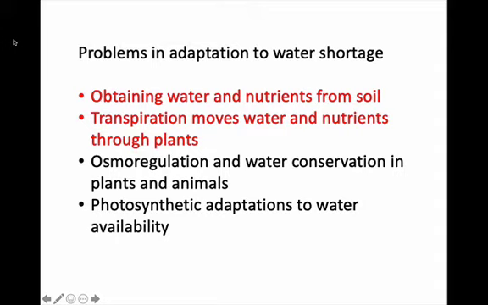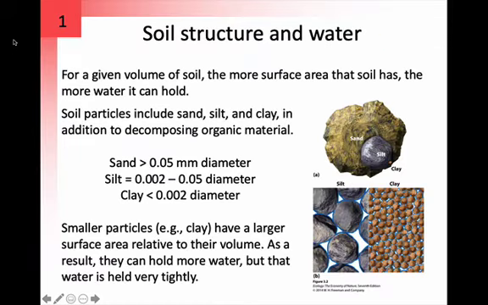We'll then move to osmoregulation and water conservation in plants and animals, looking at the different adaptations that they have for conserving water on land. And finally, we'll look at the very specific problem of photosynthesis, which can use a lot of water and which plants modify in order to conserve water when necessary. So first, let's talk about how plants get nutrients and water out of soil.